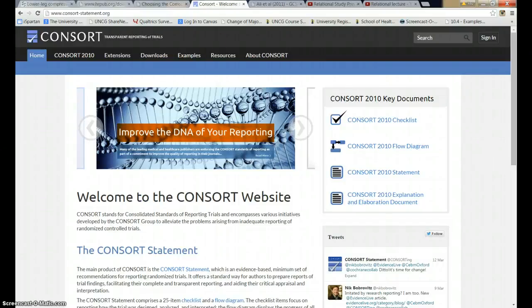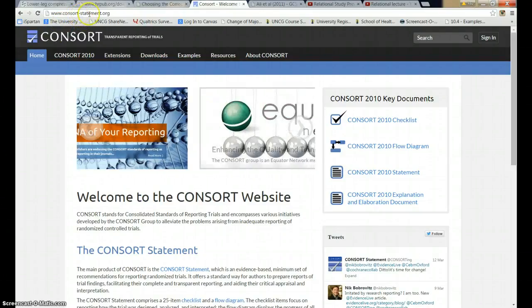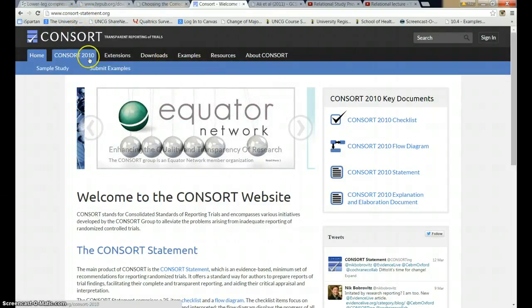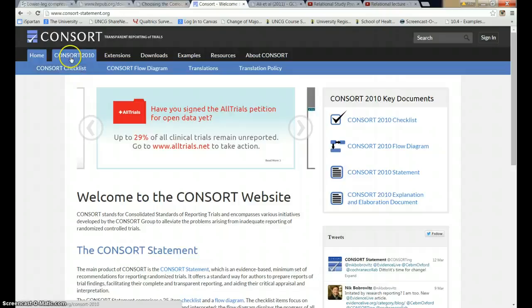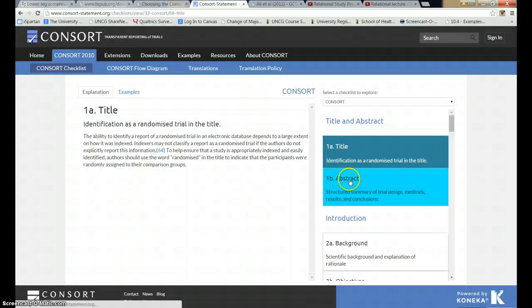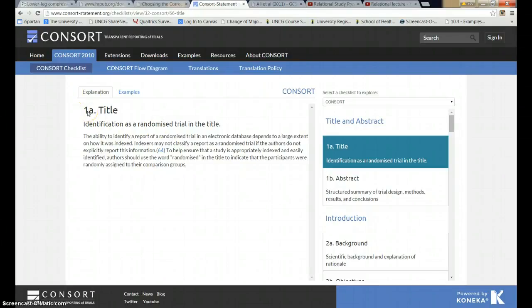So if you go to consort-statement.org, what we can do is go to the extensions, the download tab here. Oh, where did it go? Here it is, Consort 2010. Go to the checklist. Okay, so under Consort 2010, go to the checklist. And here, just like we have done before with all the other checklists I've talked about, they actually go through here and break it down. So this is 1A. It's a 25-item checklist.